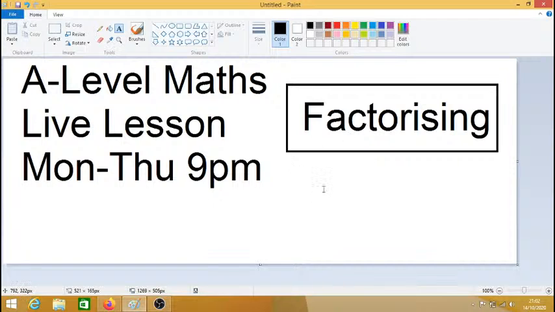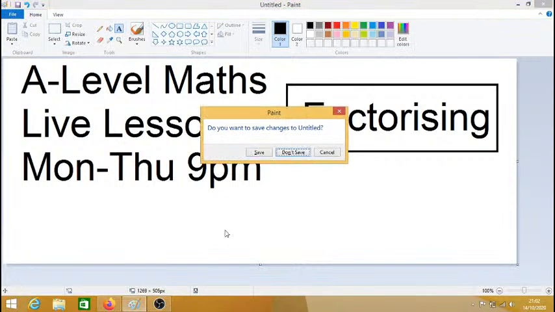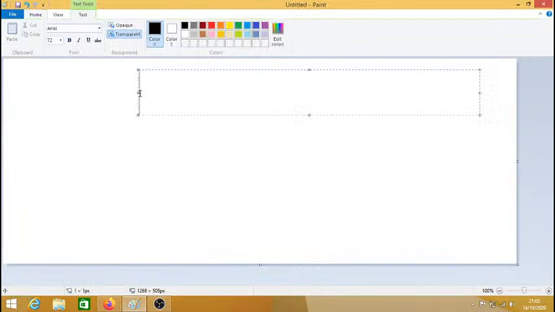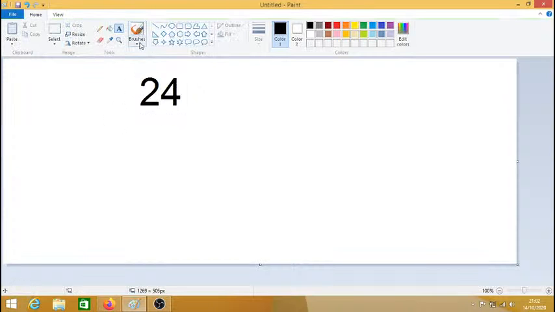It's factorizing today, beginning a new series of mini lessons on factorizing. So let's take you from the beginning and just take a look at a single number. This is the number 24, and just think of rewriting 24 as two numbers that multiply to get 24. So just as a very simple example, 2 times 12 makes 24.